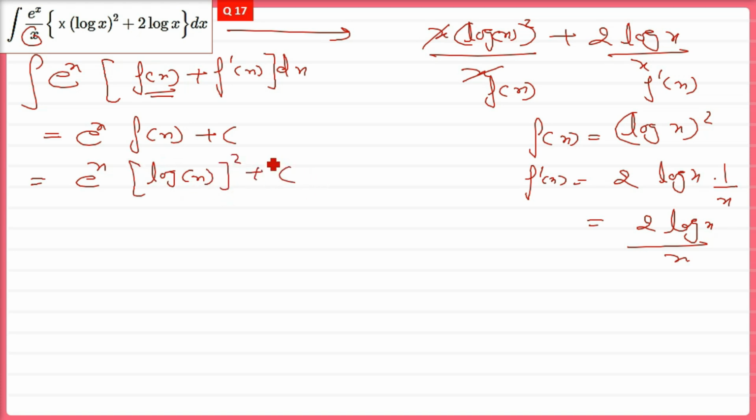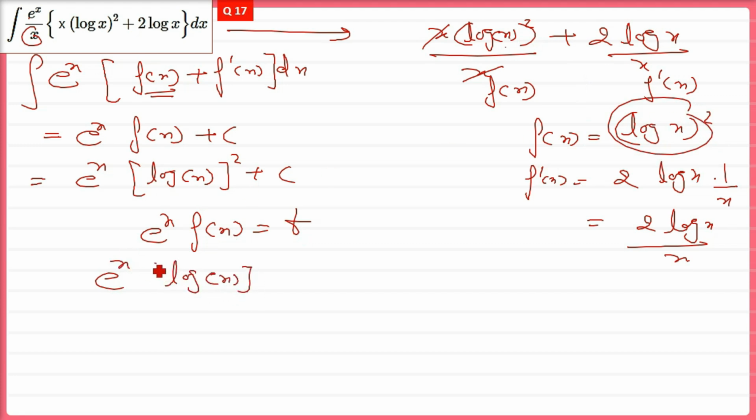Now if somebody wants more explanation, we'll just increase the steps like that. So f(x) and f'(x) are already there. We'll take this e^x f(x) as t. What is f(x)? We have devised two terms, and we know that f(x) is (log x) whole square. So we'll take it as t.